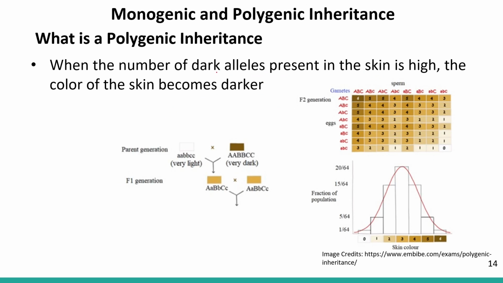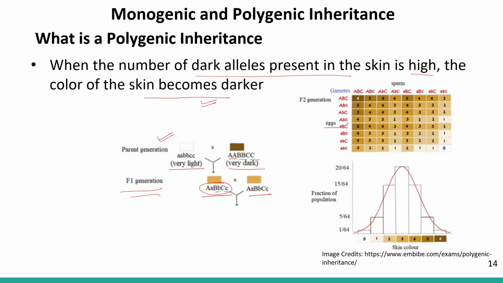So the number of dark alleles present in the skin is high, and the color of the skin becomes darker. Here we can see very light and very dark. We will have a combination at the F1 generation, and when we cross the same type, that is capital A, small a, capital B, small b, capital C, small c, there are three different genes responsible for this, that is A, B and C, right?